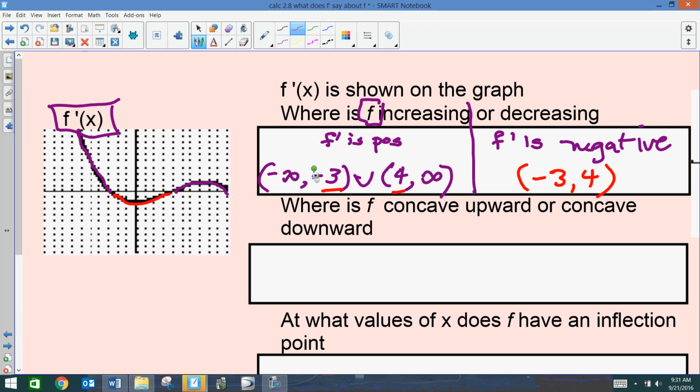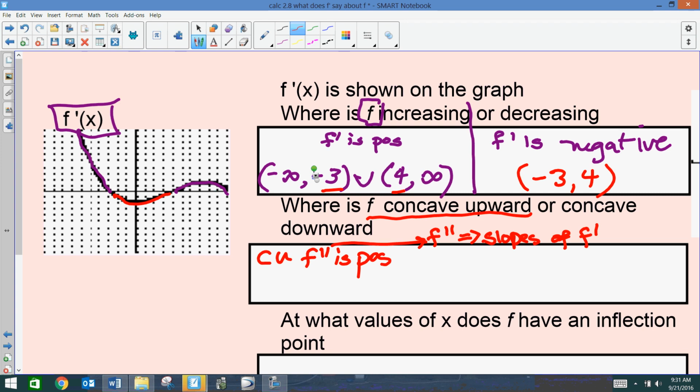Okay? All right, now concave up, concave down. Alrighty then, concave up is where f double prime is positive. Now, f double prime, remember, are the slopes of f prime. The value of the slopes are either negative if they're falling, they're 0, or they're positive.